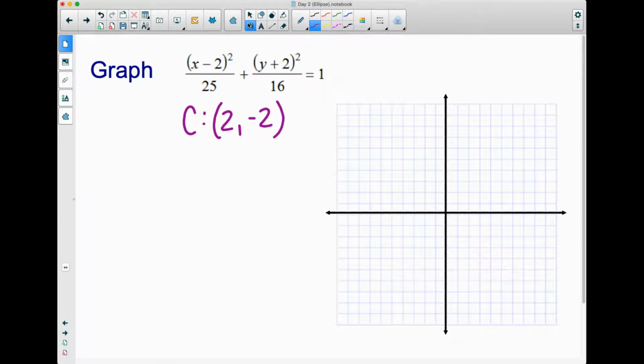So let's plot 2, -2. Okay. What's the square root of 25? Go left and right 5. Square root of 16? I gave you the answer. It's 4. It's how much you go up and how much you go down.